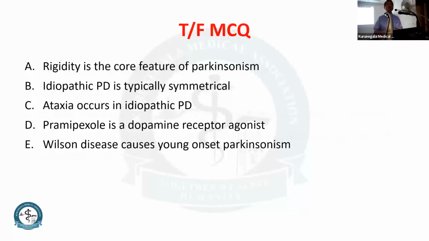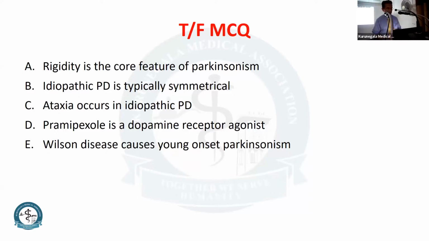So to end, we come back to our multiple choice question and see how many of you have been paying attention. So let's go through it. A, rigidity is the core feature of Parkinsonism. True? False? Yeah, the correct answer is false because the core feature is bradykinesia. B, idiopathic Parkinson disease is typically symmetrical. True? False? Yes, it is asymmetrical.